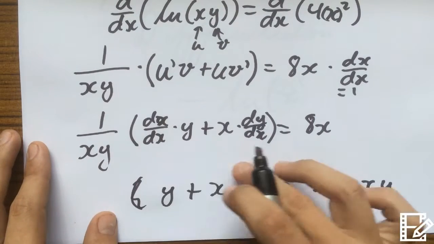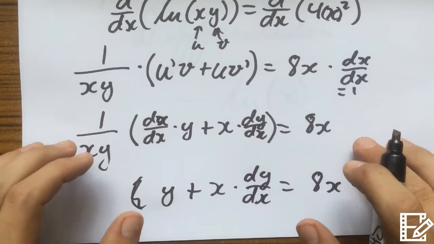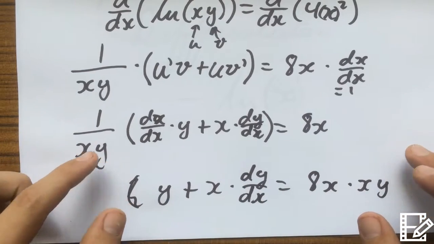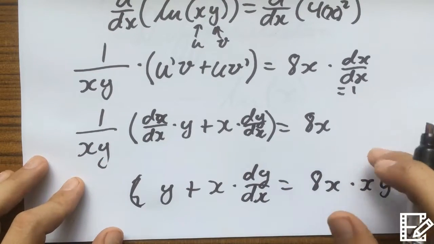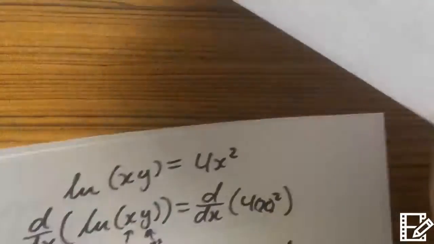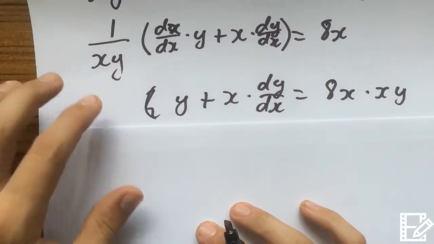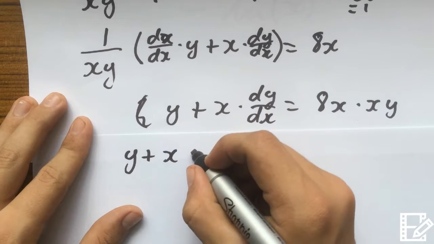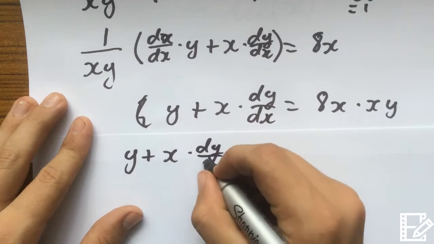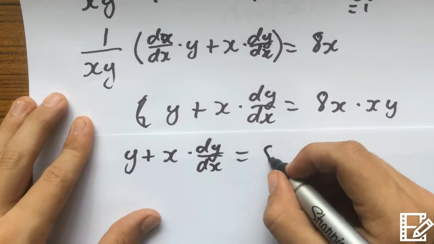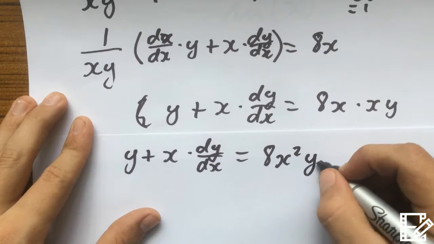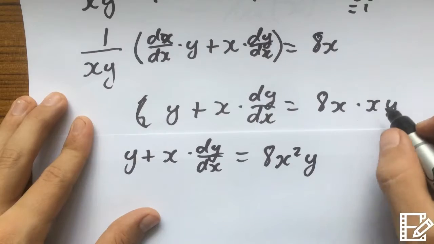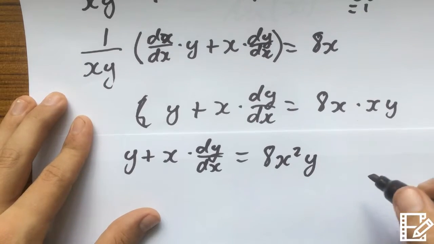Okay, so bringing it up to the other side. Essentially, we're multiplying both sides by xy, but you can just bring it up. Anyway, so we've got y plus x dy dx equals 8x squared multiplied by y, because x times x is x squared, multiplied by y, you get the picture.